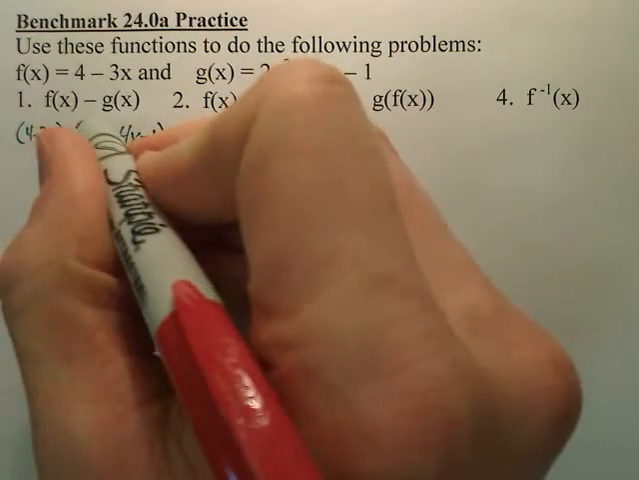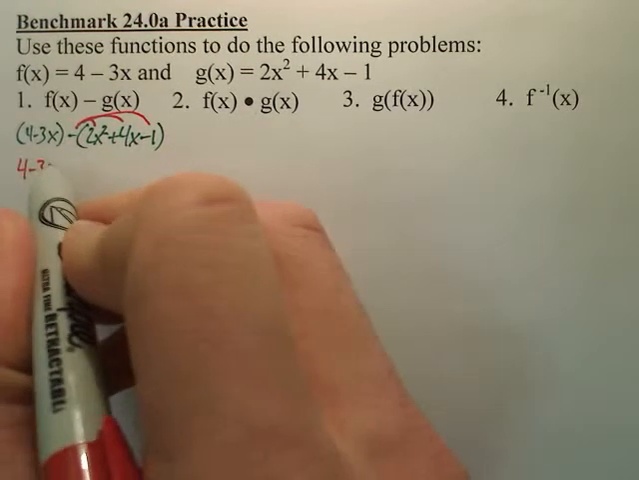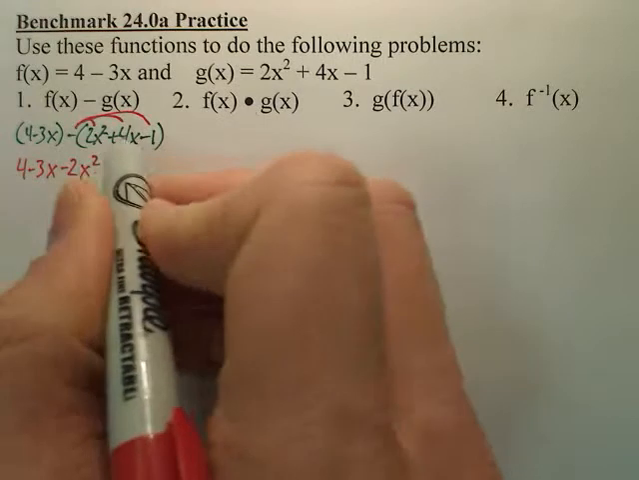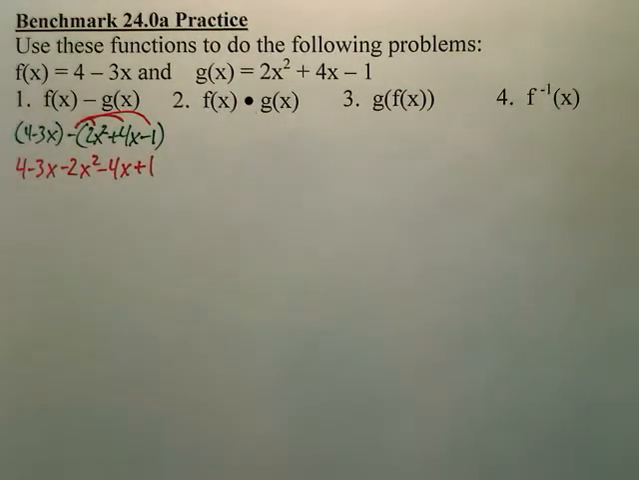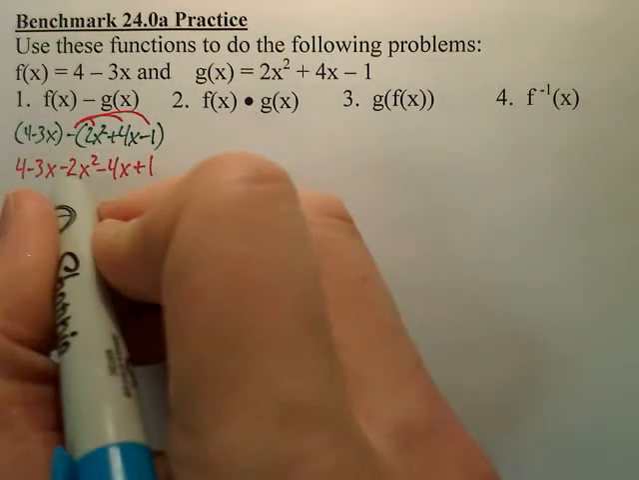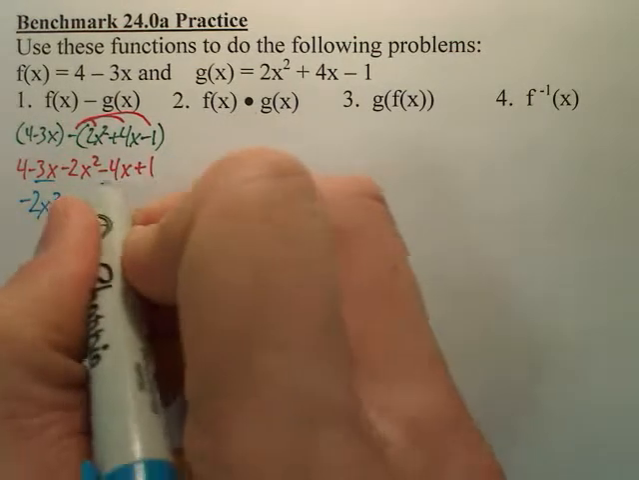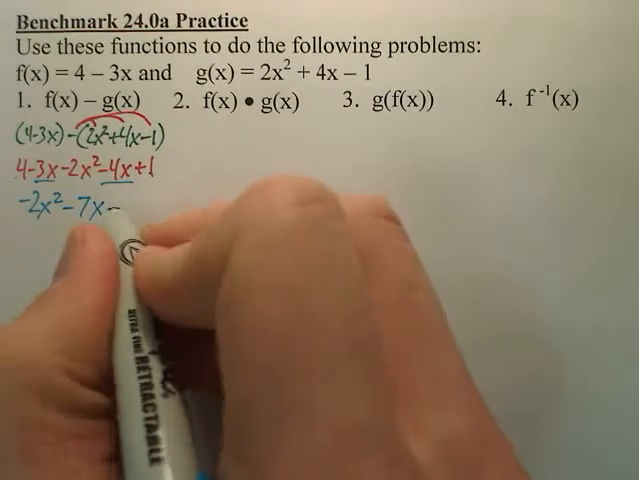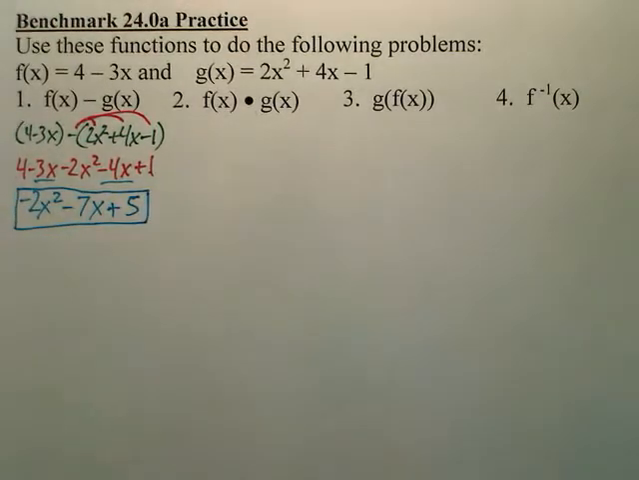So to simplify, we're going to distribute this negative. So I have 4 minus 3x. That becomes a negative 2x squared because you distribute the negative. That becomes a negative 4x, and that will become a positive 1. And we simplify by combining like terms. So I have a negative 2x squared. I have x's here and here, so it looks like negative 7x. And I have 4 and a 1, which should be a 5. That would be your answer.